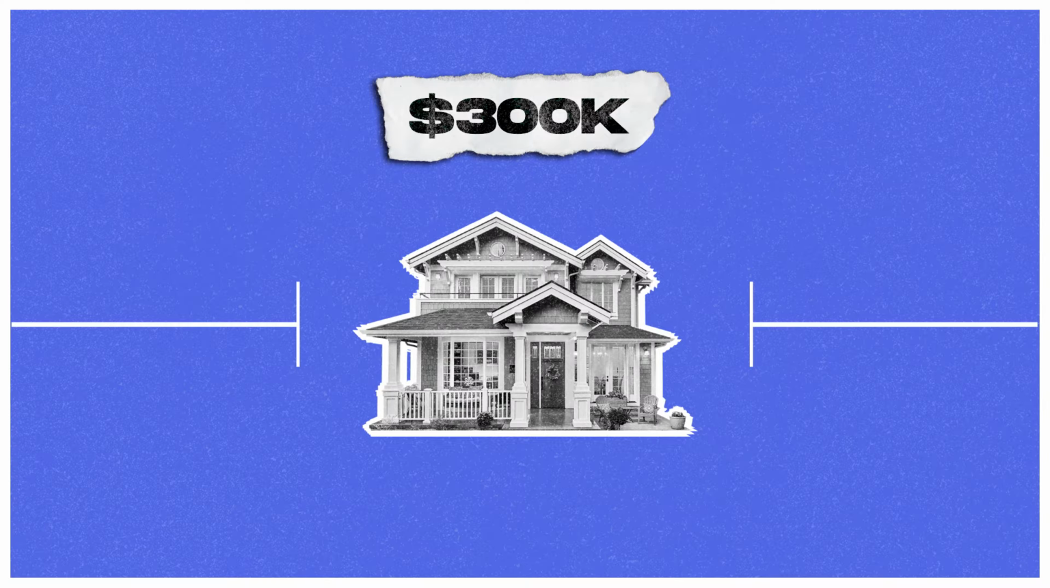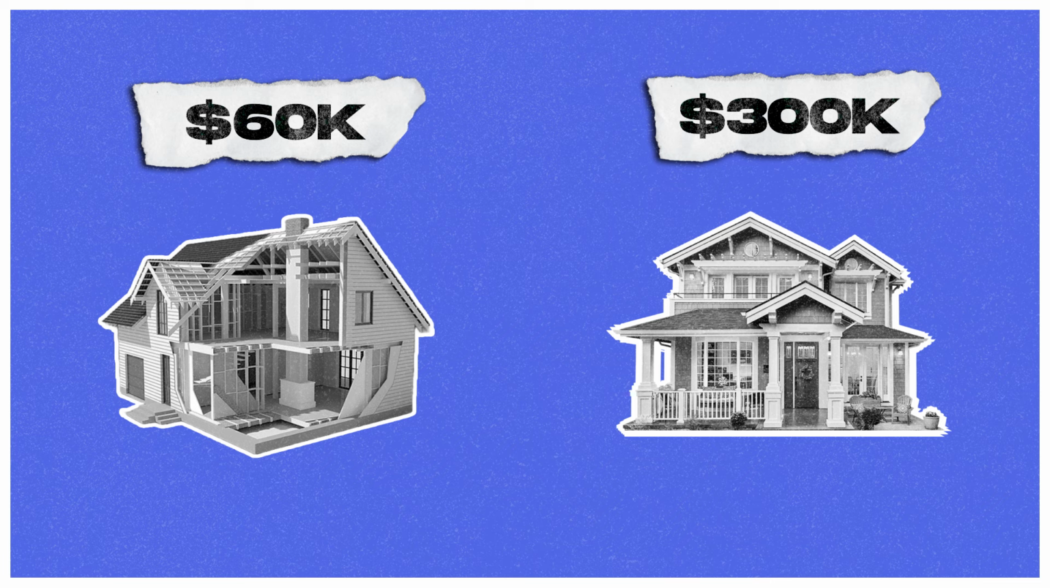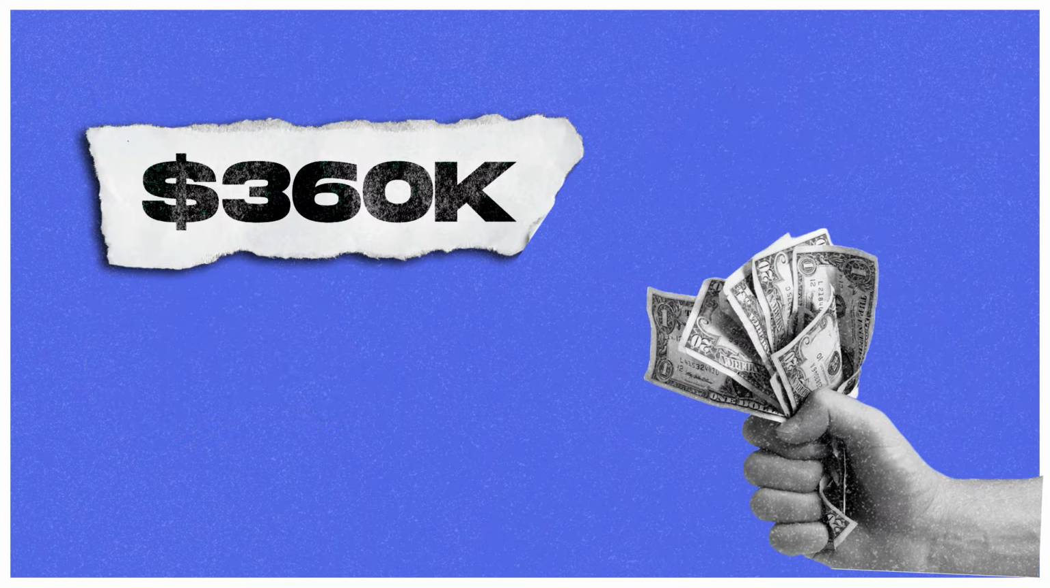This is a little bit different than the first two ways because now you have one new loan. So here's how it works. Let's say your mortgage balance is $300,000 and you want to take out $60,000 for home improvements. Instead of getting a second mortgage for $60,000 and having two loans at two different rates, you do one new loan for $360,000, and the difference between what you owe and what your new loan is what you get to keep in one lump sum.